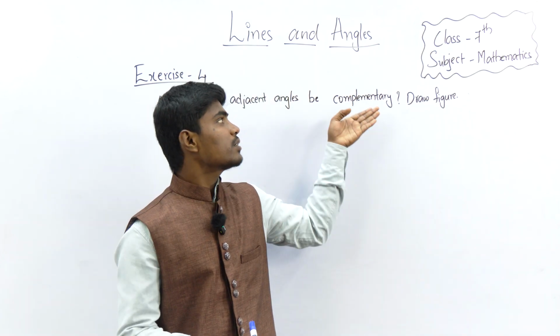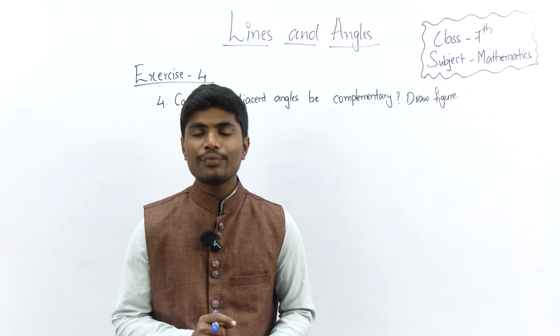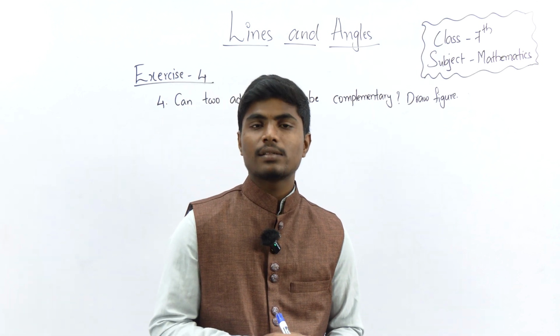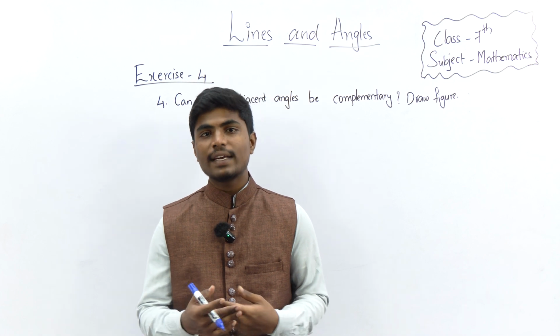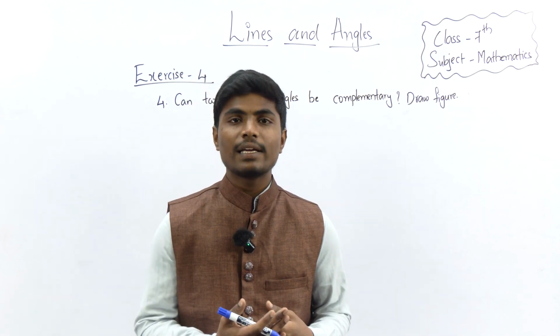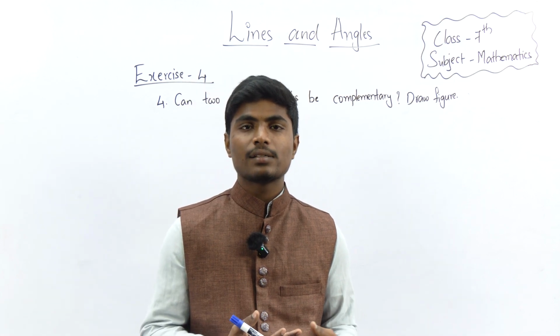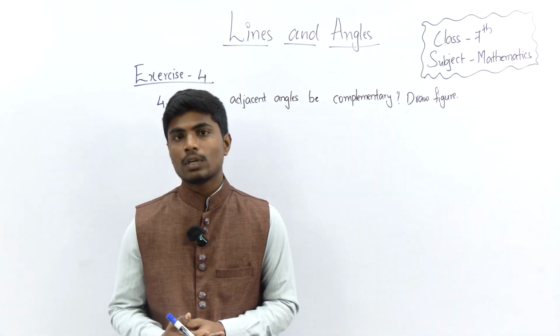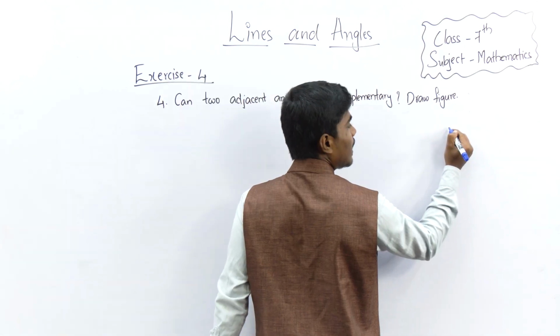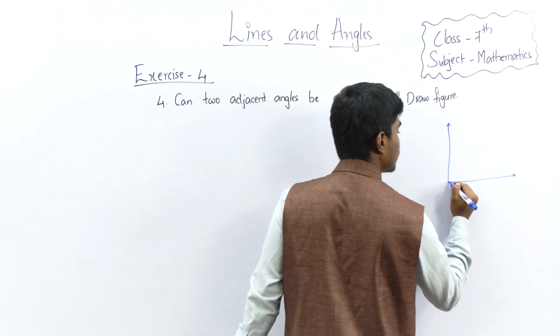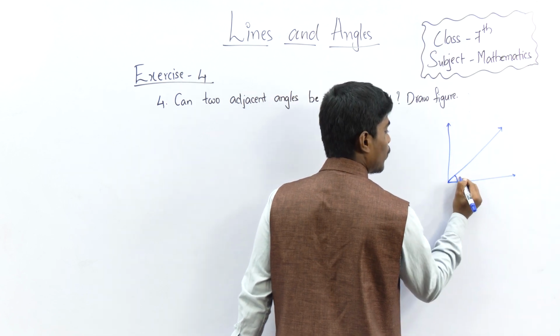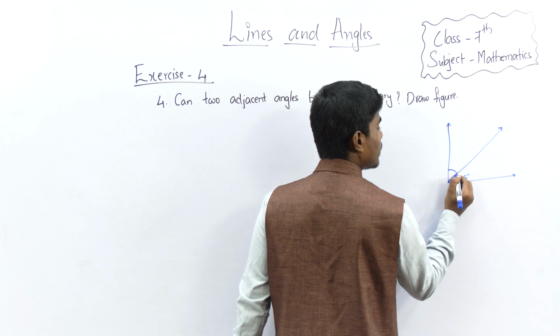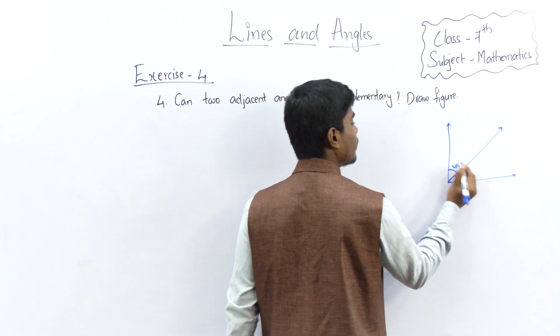What are complementary angles? If the sum of two angles is equal to 90 degrees, then those angles are considered complementary angles. Let's take two angles. One is 45 degrees and the other is 45 degrees.